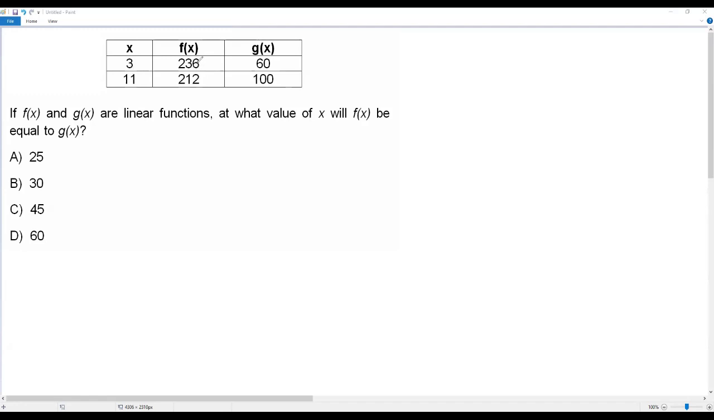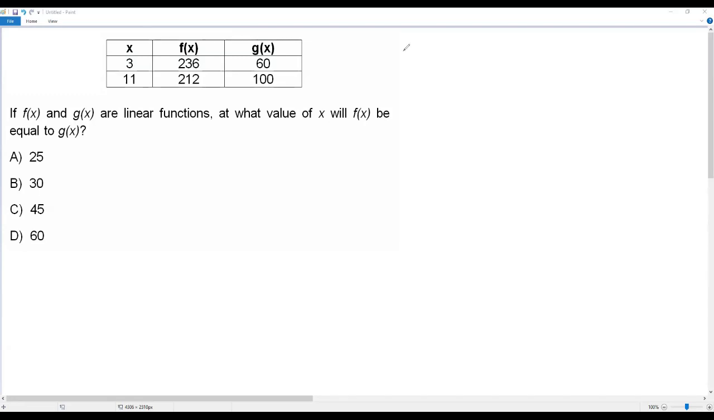Since both are linear functions, we can find both f of x and g of x in slope intercept form. Once we get the functions f of x and g of x, we can equate them and solve for x, because our question asks us to find the value of x for which f of x is equal to g of x.